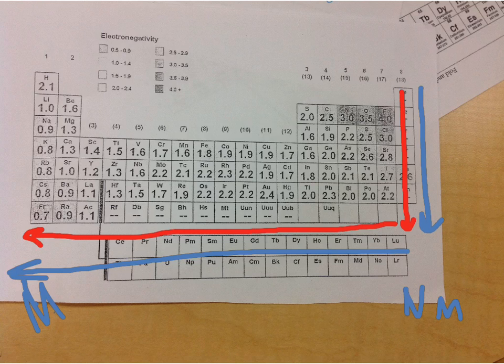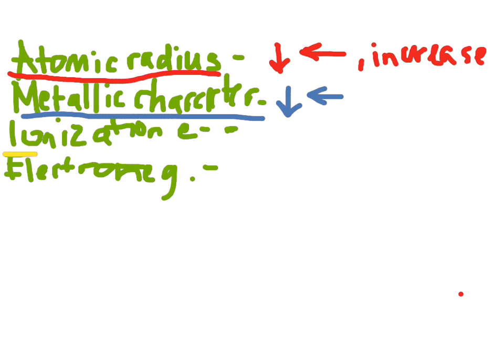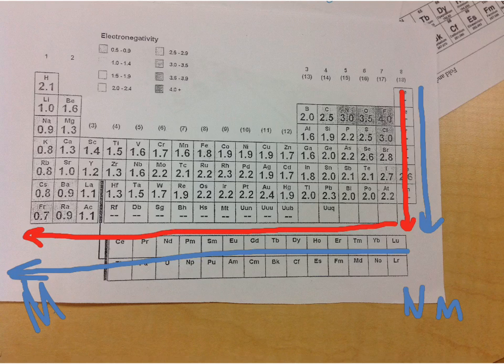Alright, now we're going to do yellow for ionization energy. So ionization energy is basically the amount of energy that it takes to take off an electron from an element's orbitals.